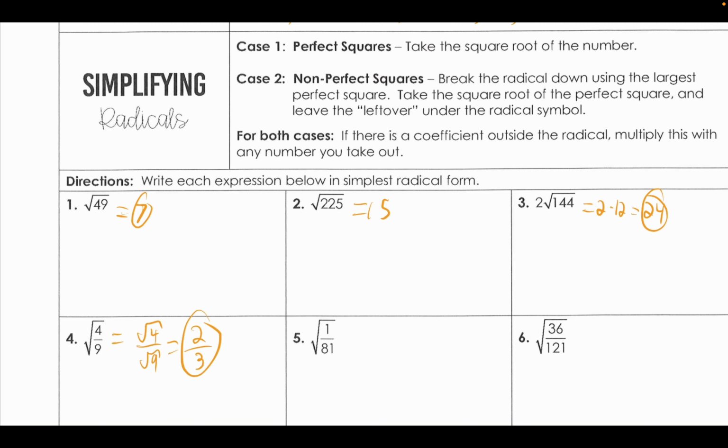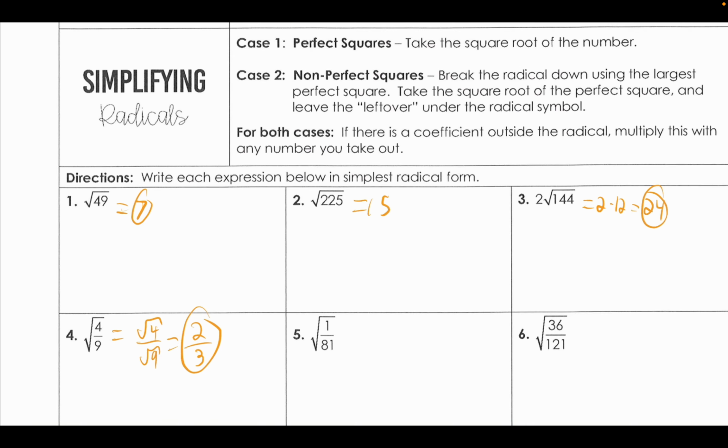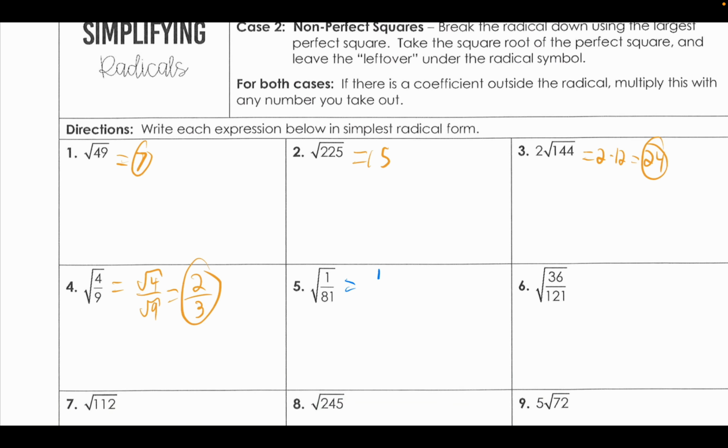A lot of us might end up starting to skip this middle step here and just go straight from the first to the end. That's perfectly fine as well. On number 5, the square root of 1 is 1. The square root of 81 is 9. So there I skipped that step as well, like I mentioned on the last one. On number 6, the square root of 36 is 6. The square root of 121 is 11.